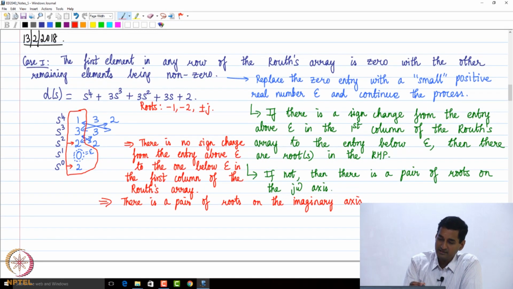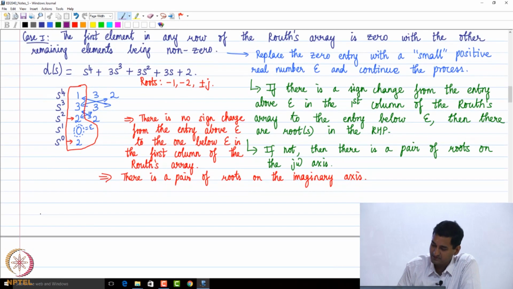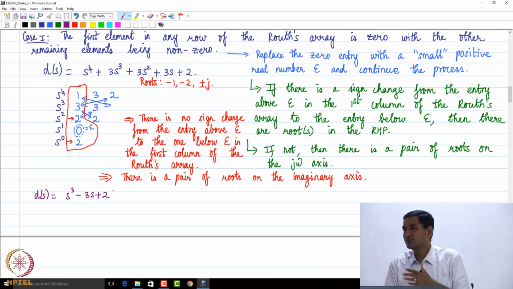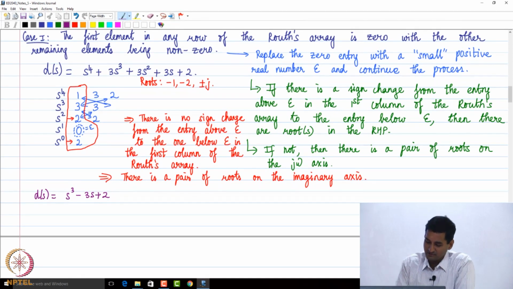Just to re-emphasize this special case, let's do one more example, wherein we consider d of s to be, just to convey the point, s cube minus 3s plus 2. Of course, you see that not all the coefficients are of the same sign, but that's fine. Right now we want to find out the distribution of roots. So let's carry out the construction of the Routh's array. s cube, s squared, s power 1, s power 0. I am going to get the entries as 1, 0, minus 3 and 2.